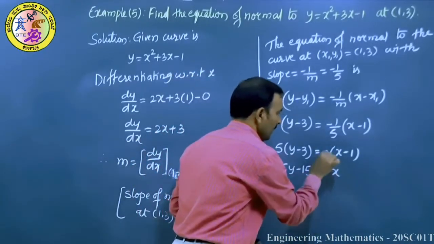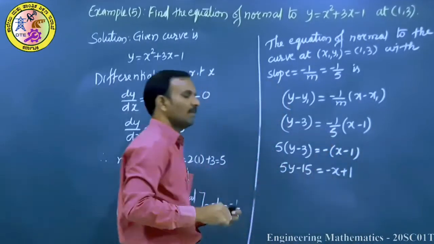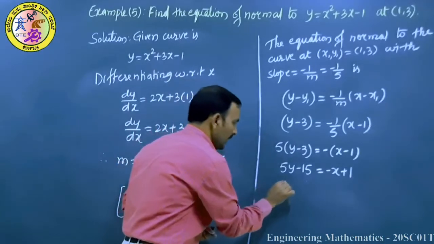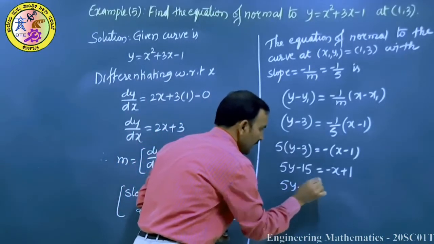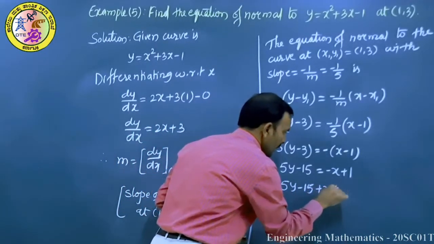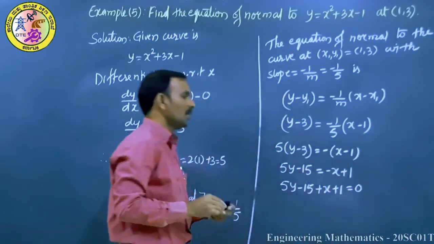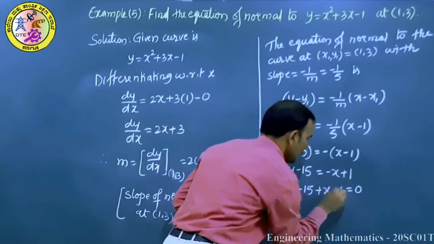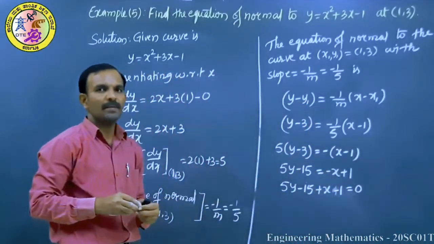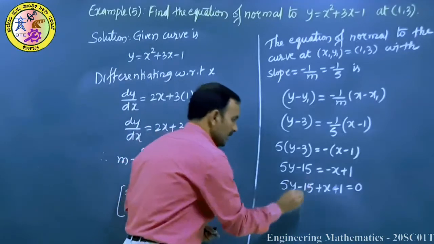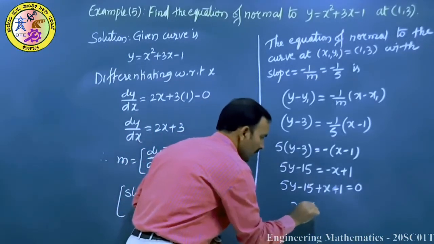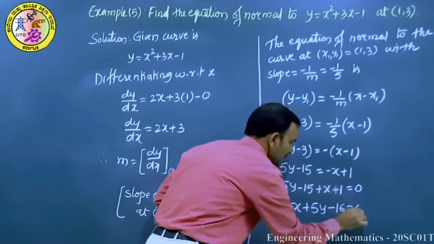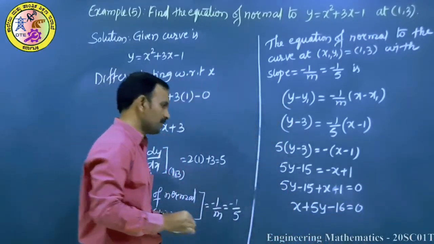Minus x minus minus plus 1. Minus minus plus 1. 5y minus 15 plus x plus 1 equal to 0. Now it is not plus 1, it is minus 1. So x as it is, plus 5y minus 15 minus 1 is what? Minus 16 equal to 0.